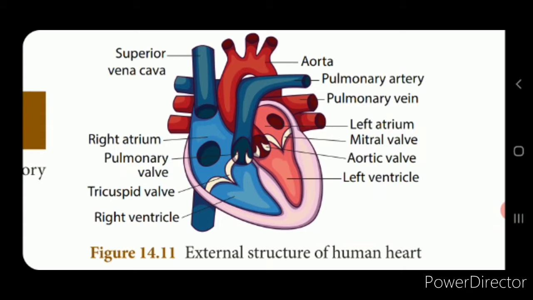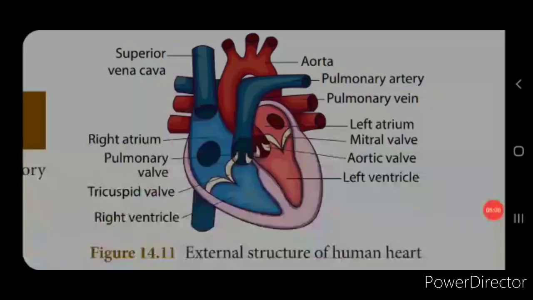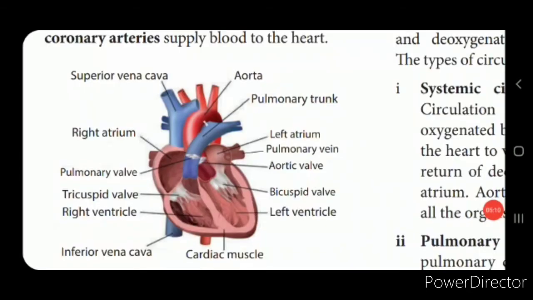Now from the right ventricle arises the pulmonary trunk. Now here you can see the pulmonary trunk. I will show you. Now here in this picture you can see the pulmonary trunk, isn't it, children? So from the right ventricle arises the pulmonary trunk which bifurcates, which divides into the right and the left pulmonary arteries. Now these left and the right pulmonary arteries carry the deoxygenated blood to the lungs for getting oxygenated.